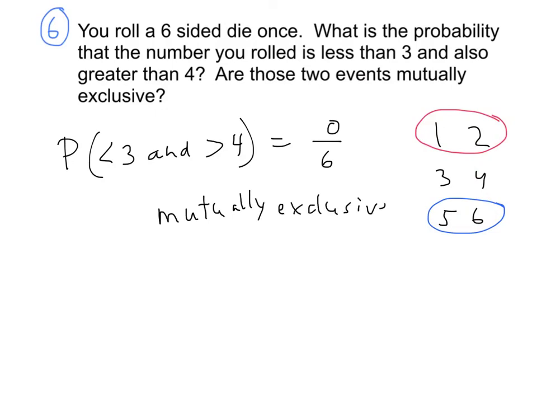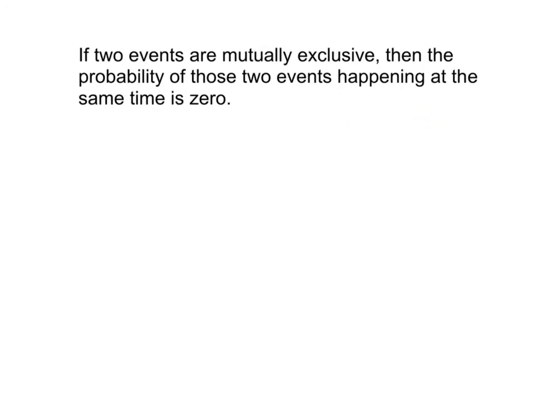And that brings us to the last point I want to make about events that are mutually exclusive. If two events are mutually exclusive, then the probability of those two events happening at the same time is 0. So if you know that two events are mutually exclusive, you automatically know that the probability of those two events happening at the same time is 0, which makes sense, because if they're mutually exclusive, they cannot happen at the same time.